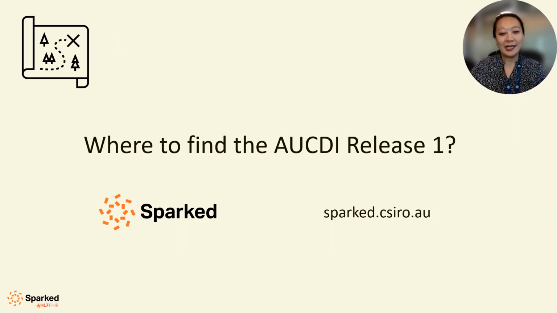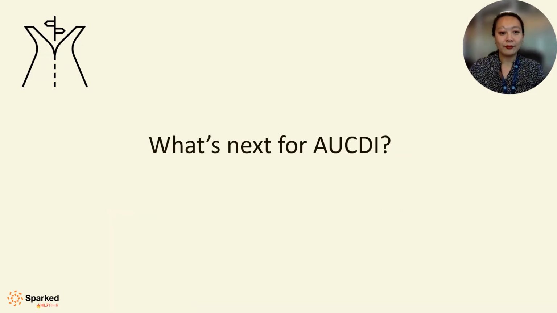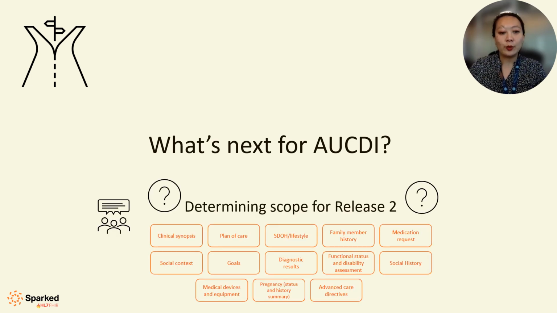You can find the AUCDI R1 document on our website, spark.csiro.au, which has more information about the SPARK program, detailed information about the R1 scope, its drivers, and more. We are now working on the next release of AUCDI. Scoping has begun with looking at the items that have been raised and placed in the backlog during the development of AUCDI R1, considering the outputs of a scoping workshop held earlier and other government and industry priorities. These will be brought to the community to agree on and then work on the development of AUCDI R2.